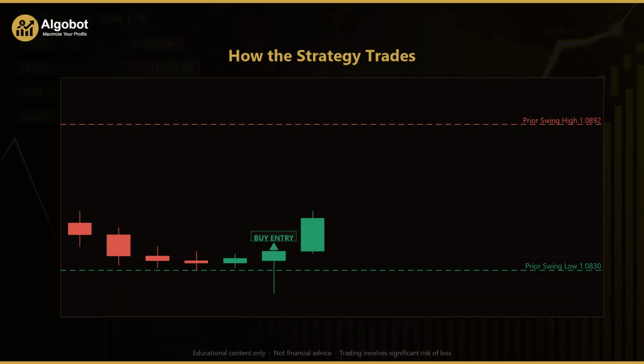All three of the long conditions are now satisfied. The low swept below support, the close reclaimed it, and the wick is at least 55% of the candle's range while the body stays under 40%. The buy entry marker fires on the next price, at the ask. The stop loss is tucked just below that swept wick, with the 10% buffer added for a little breathing room. The take profit sits at twice the risk distance, because the reward ratio defaults to 2-to-1.